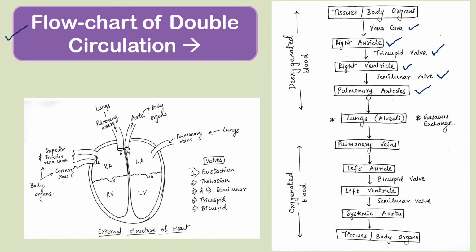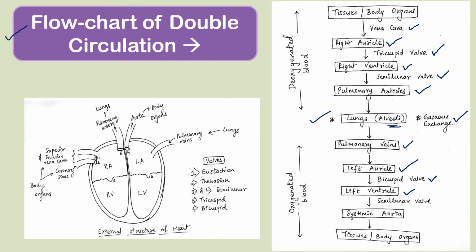Now, once the deoxygenated blood has entered the pulmonary arteries, it takes it straight to the lungs. In the lungs, we have the alveoli, which are important for gaseous exchange. And therefore, these alveoli will make sure that the deoxygenated blood entering into the lungs is converted into oxygenated blood. This oxygenated blood is then transported via pulmonary veins into the left auricle of the heart. From the left auricle, it is pumped into the left ventricle, passing through the bicuspid valve.